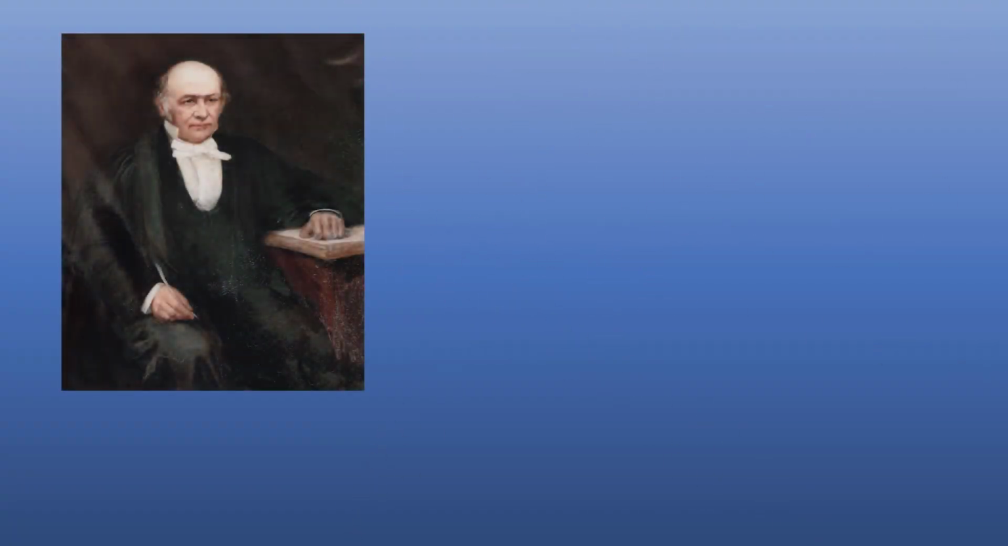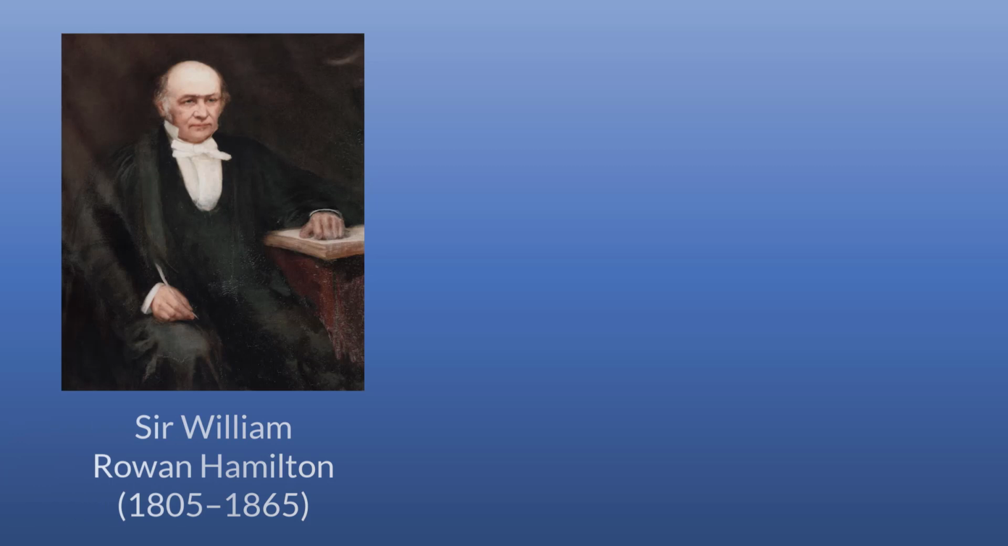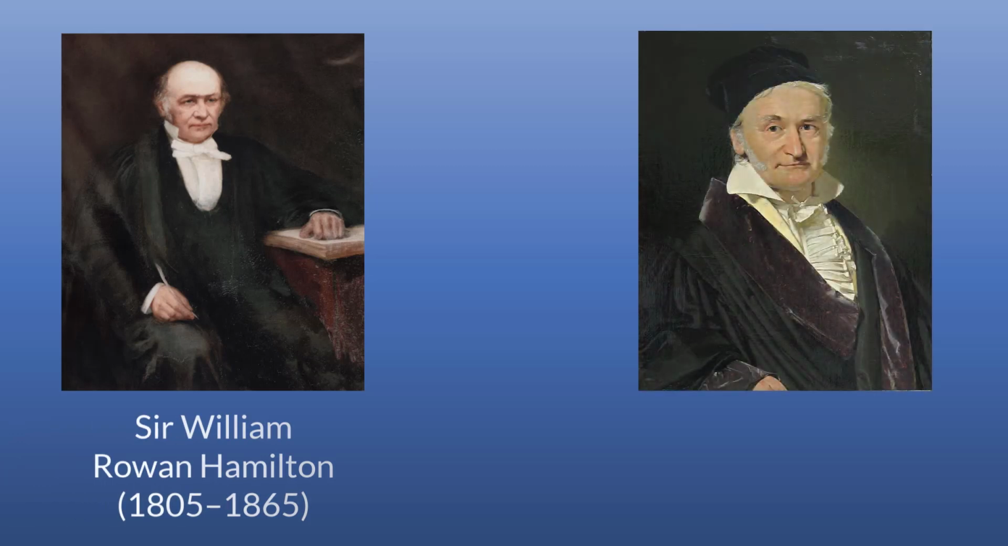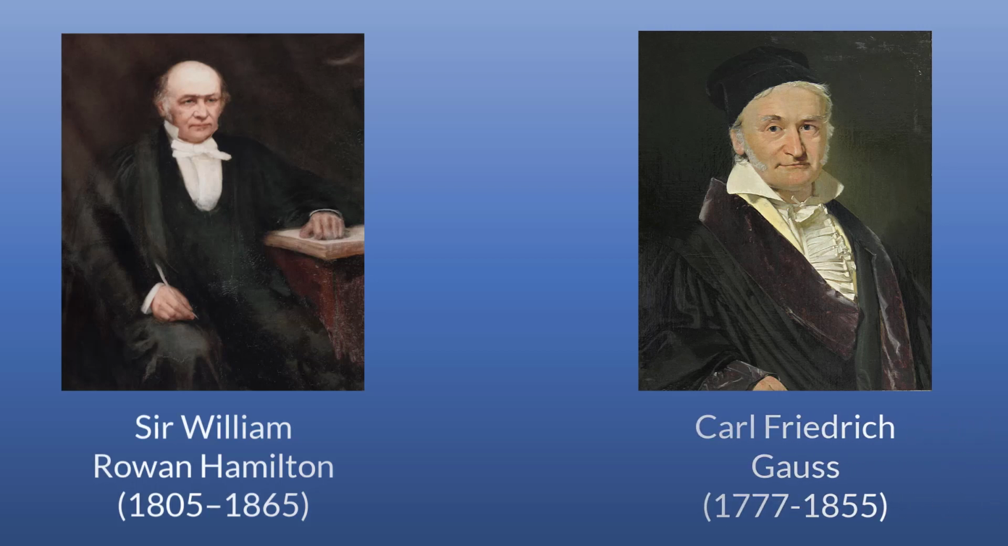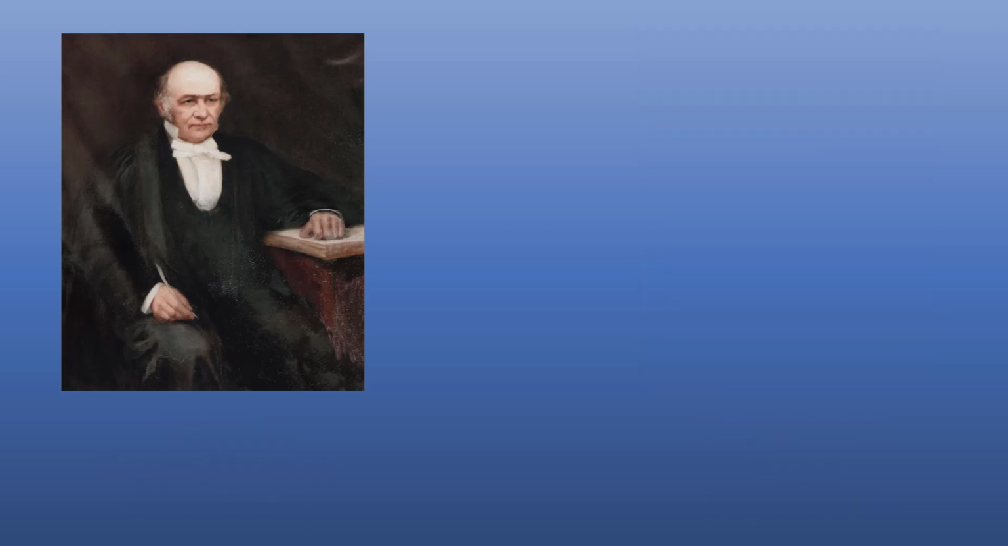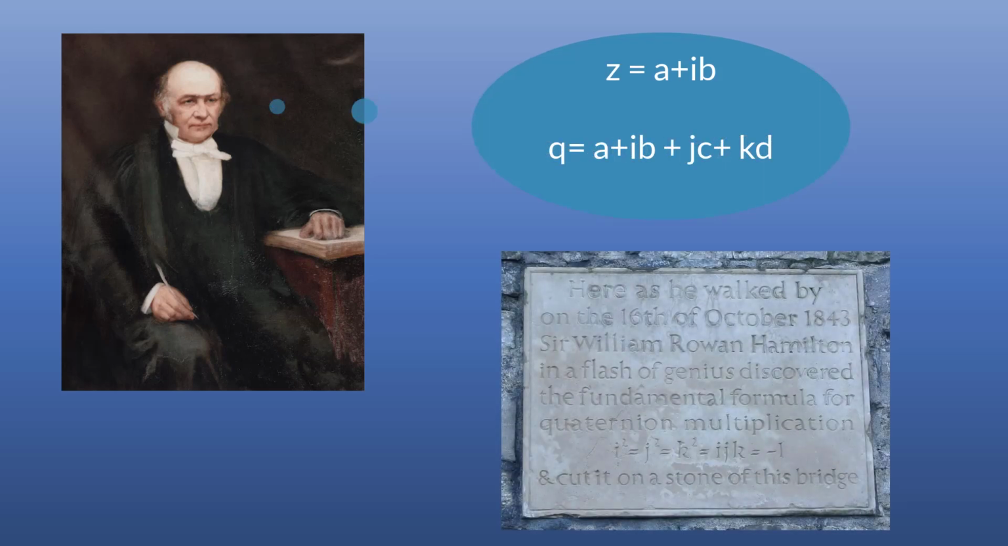The invention, or discovery depending on your philosophy of maths, of Quaternions is attributed to Sir William Rowan Hamilton. Of course, Carl Friedrich Gauss probably got there first, but he didn't publish anything, so didn't get the credit. Not that he needs any more recognition. Hamilton was looking for a 3D analogue of complex numbers, but nothing seemed to work. His eureka thought was to add an extra dimension, and so the 4D Quaternions were born.